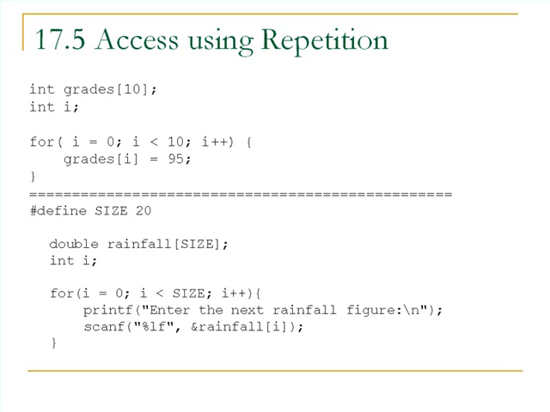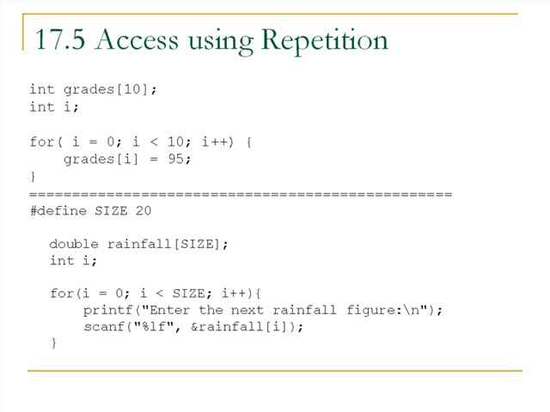In the second example, down below the dashed line, we have an array of double elements called rainfall, and it's declared to have 20 elements in it. So 20 is a constant, a defined constant. It's not a variable. So you can't have a variable sized array in C.